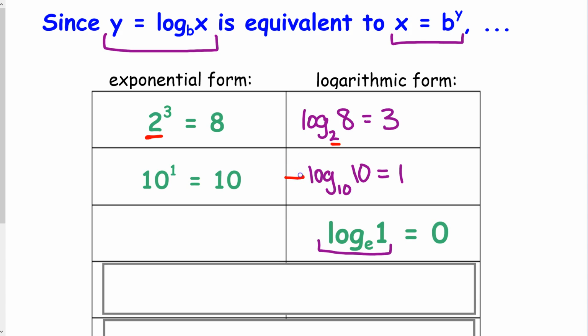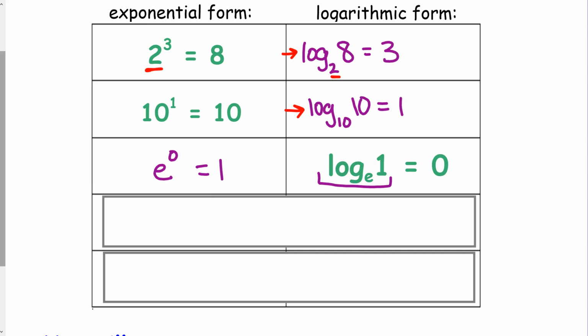Say this one with me. Log base 10 of 10. Say this one with me. Log base 2 of 8. Okay, let's go back to the third one and let's write it in its exponential form. Our base is e. We're raising it to the 0, and the answer to that is 1.